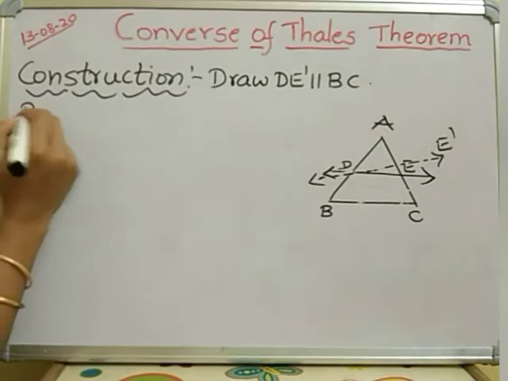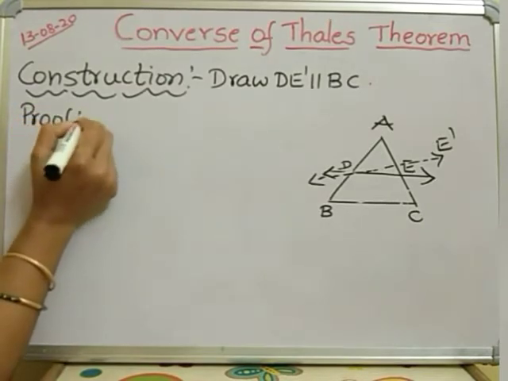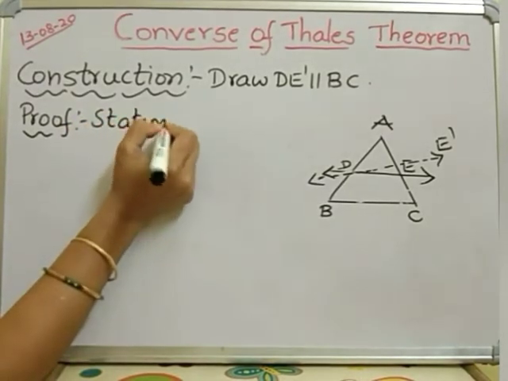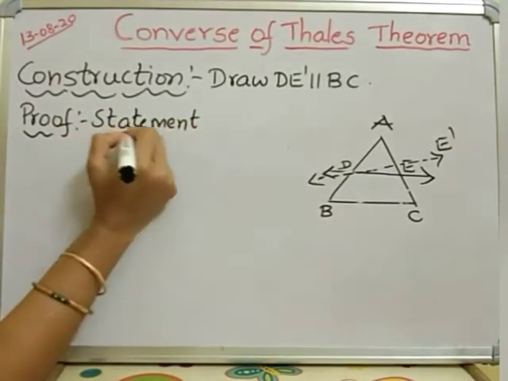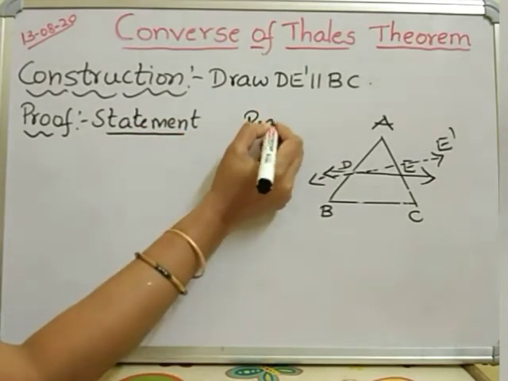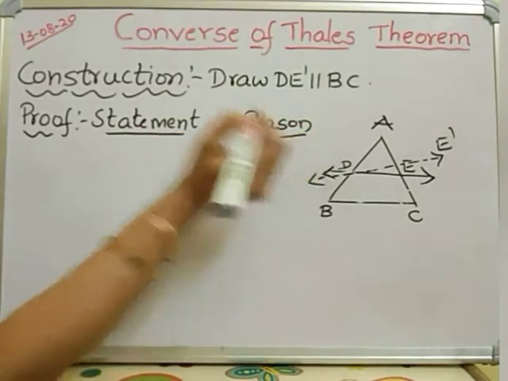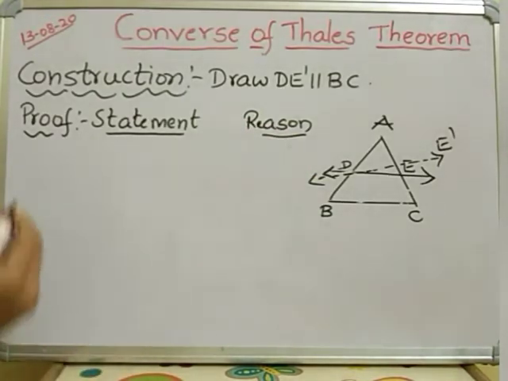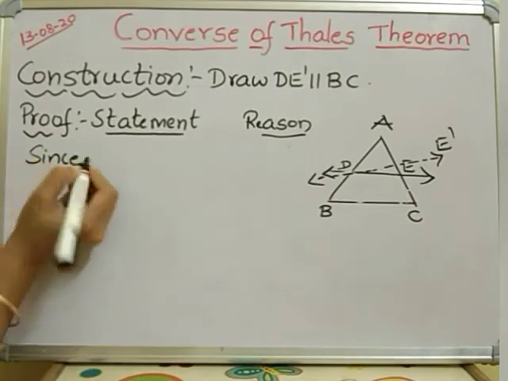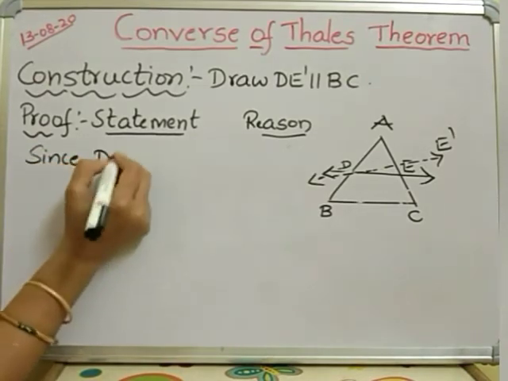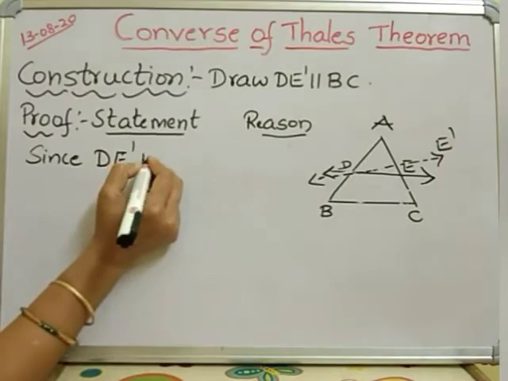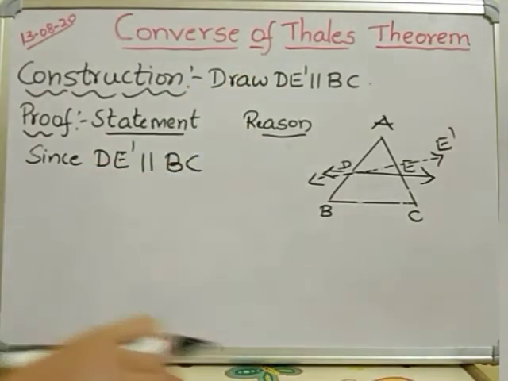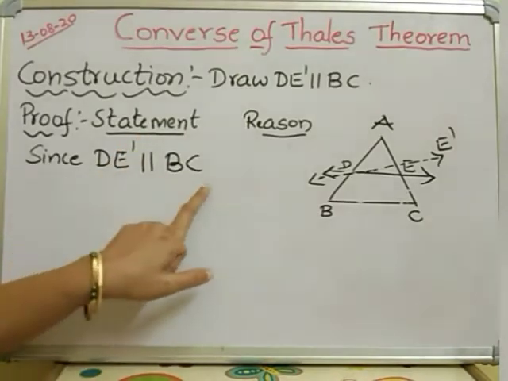Now we will write the next step, that is proof. Now proof, as I told you, statement and reason. Now I am saying that it is given that DE dash is parallel to BC, sorry, it's not given, we have constructed DE dash parallel to BC.